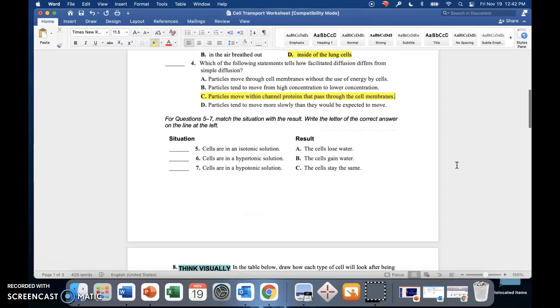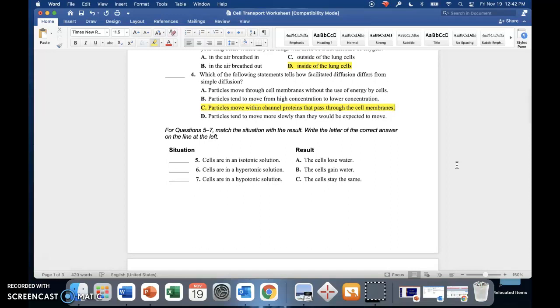So let's move on down here. And this time we're going to look at the 3 different types of solutions. We have an isotonic solution, meaning there is an equal amount of solute and solution inside the cell and outside the cell. We have a hypertonic solution. Hyper means more solute, less water. So there's going to be more water and less solute inside the cell. And then in a hypotonic solution, the solution is going to have a low amount of solute and a high amount of water compared to the cell.